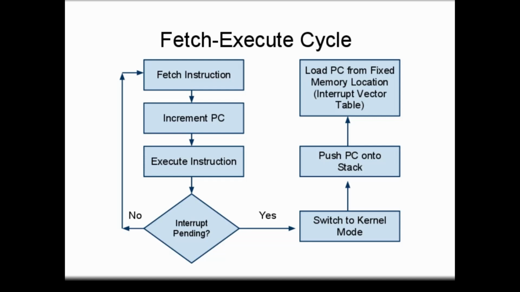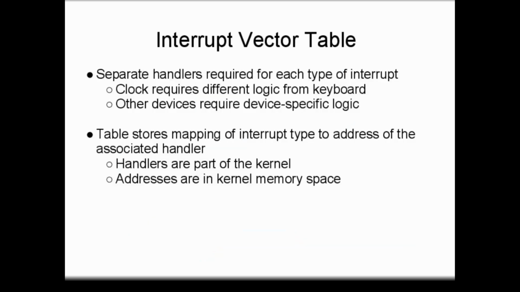The interrupt vector table gives us the address of all the different interrupt handlers. We need a separate handler for each type of interrupt. The clock requires different logic from the keyboard, for example. Other devices, such as a webcam attached to your computer, need different logic in order to process messages from it. So we have different interrupt handlers for each of these different devices. The table simply stores the addresses of each handler. And in our monolithic kernel case, the handlers are actually part of the kernel and are mapped into kernel memory space.